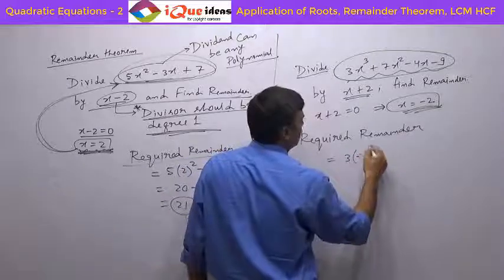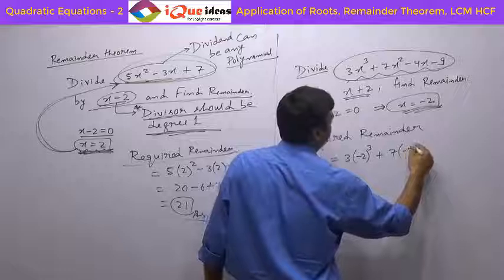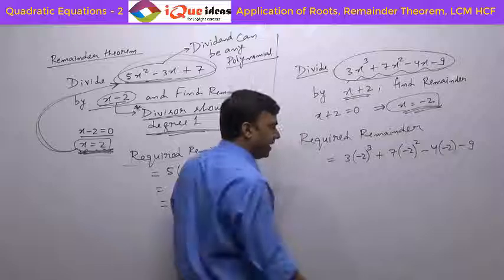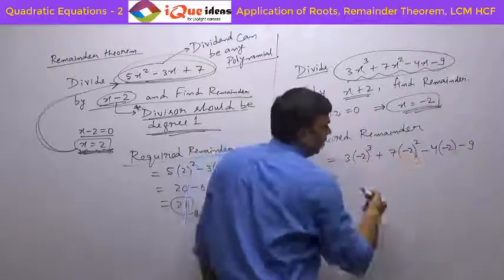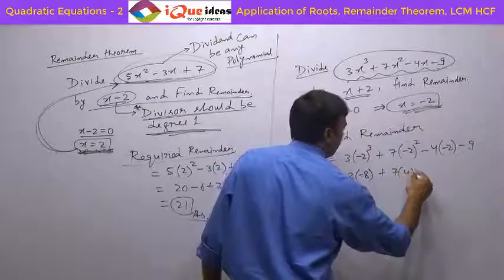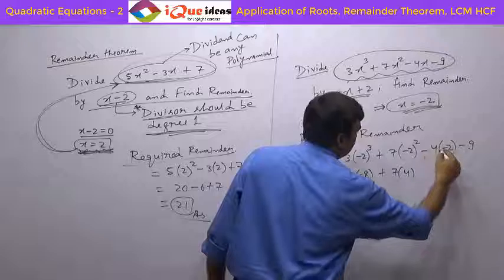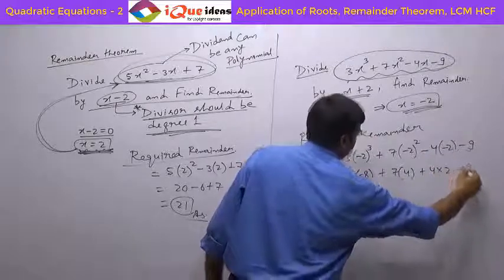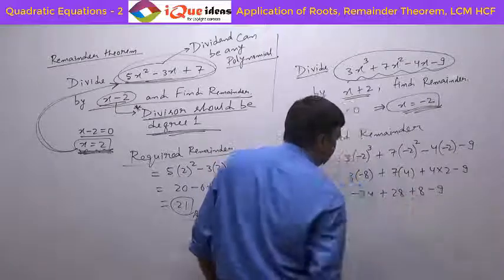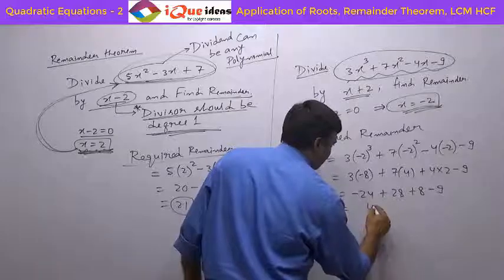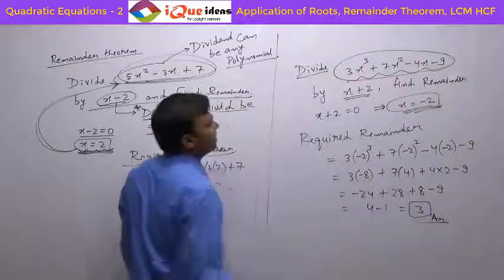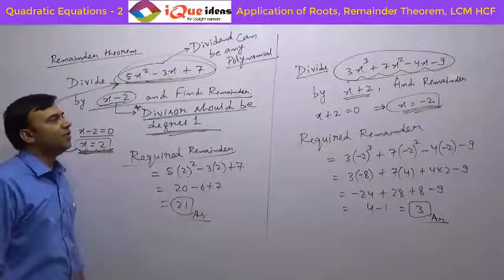So the required remainder is equal to 3 into minus 2 cube plus 7 into minus 2 square minus 4 into minus 2 minus 9. Now the calculation has to be done properly. So it is 3 into minus 8 plus 7 into 4 plus, minus into minus is plus, so 4 into 2 minus 9. Simplify this: it is minus 24 plus 28 plus 8 minus 9. So 28 minus 24 is 4, 8 minus 9 is minus 1, so it is 3. So the final answer in this case is 3. So this was a very good situation.